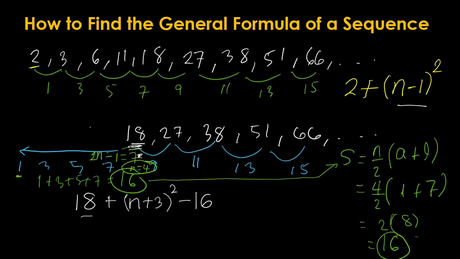So it's correct. Now we can simplify this. It's gonna be equal to 18 minus 16, that is 2, plus (n plus 3) squared. We can expand this more, but I will leave it like this. Let's look at the other sequence where the differences are even numbers.